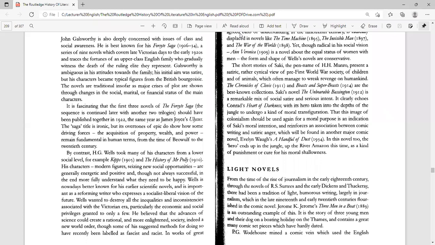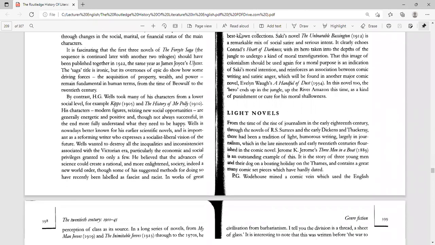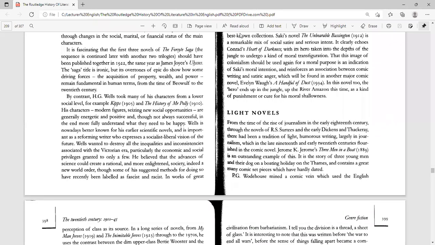He wrote a novel, The Unbearable Bassington, that is a remarkable mix of social satire and serious content. Another novelist of repute is Evelyn Waugh, who wrote A Handful of Dust.